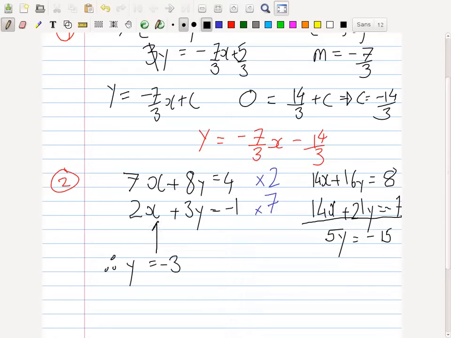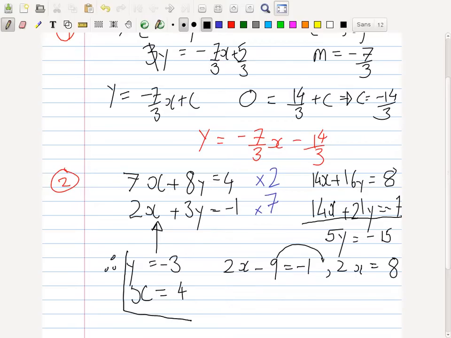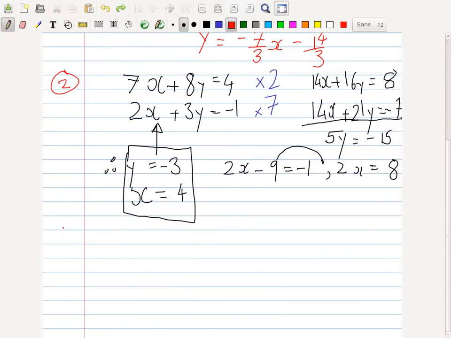I can put that back into this one to get me the x. I have 2x minus 9 equals minus 1. So that means 2x will be equal to 8 if I take the 9 over. So then I get x is 4. So I have my two answers here. So that's number 2 done. Okay. Number 3 now.